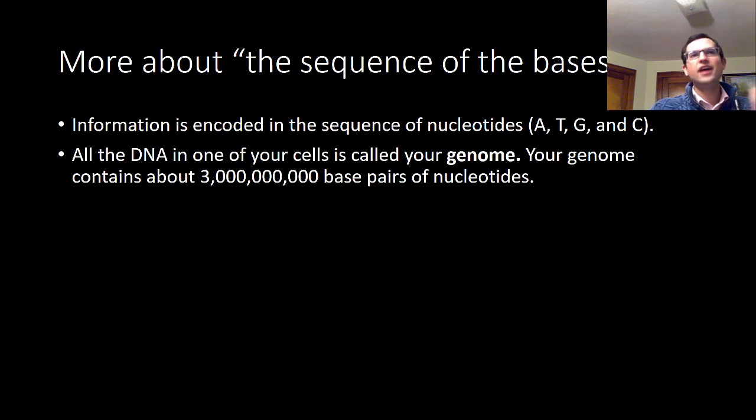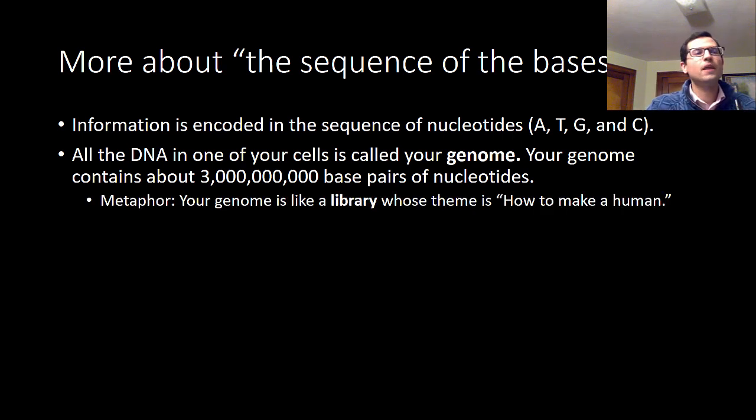If we take all of the DNA in one of your cells and put it all together, all the information it encodes, all the molecule, we call that your genome. And your genome contains about 3 billion base pairs of nucleotides. As a metaphor, your genome is like a library with a theme, and the theme is how to make a human, specifically, how to make you.